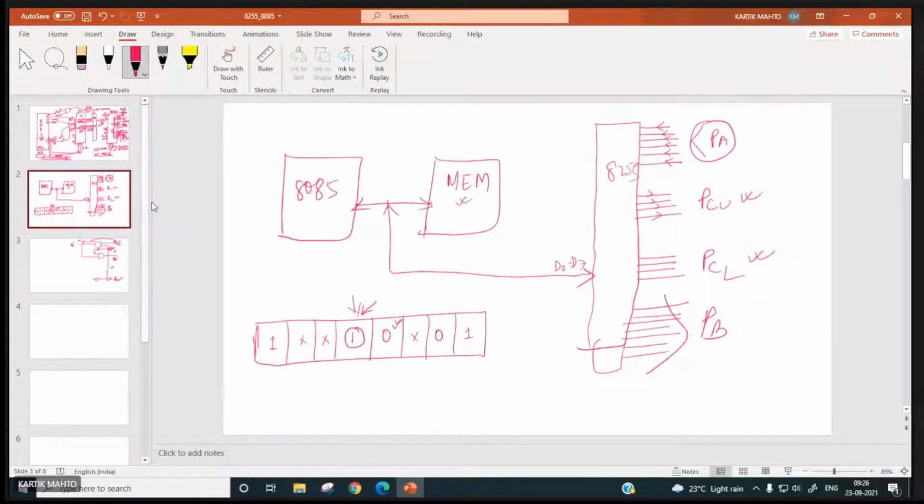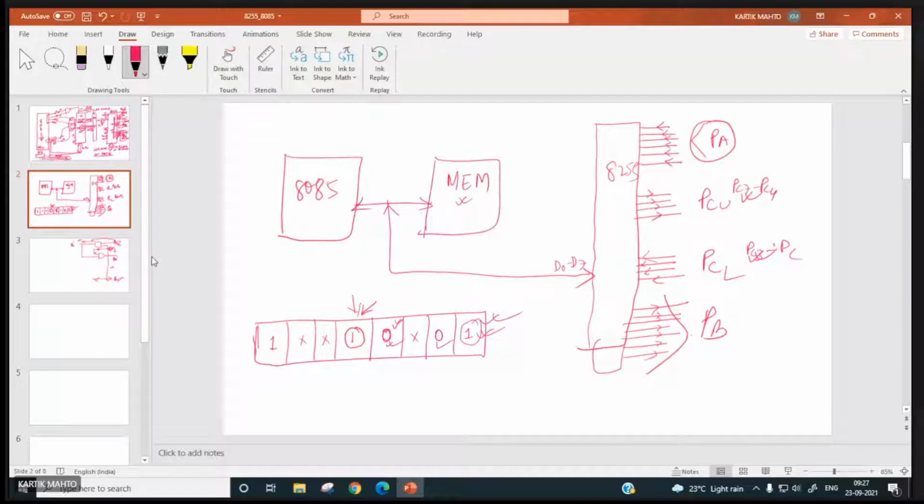Similarly here, see this one I am giving 0. So PC7 to PC4 will become output only, while for PC3 to PC0, separate control is there. So these will be incoming pins. Similarly, if you give say 0 for port B, then all pins will become output.